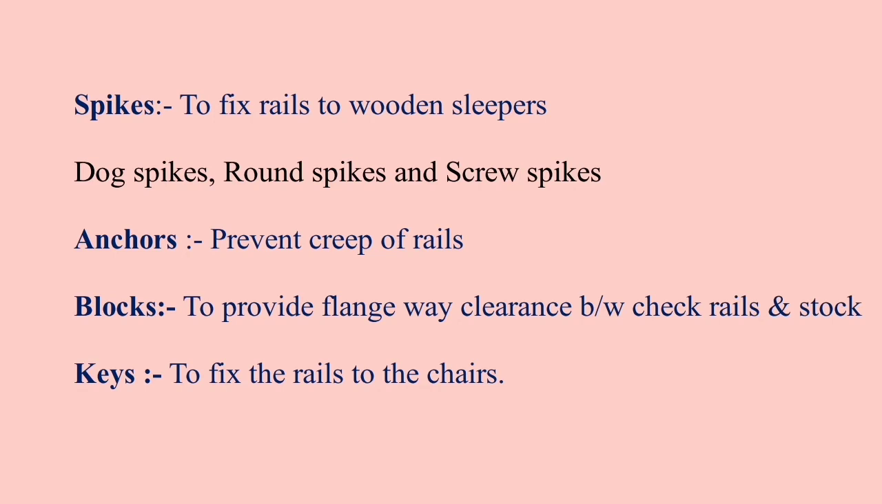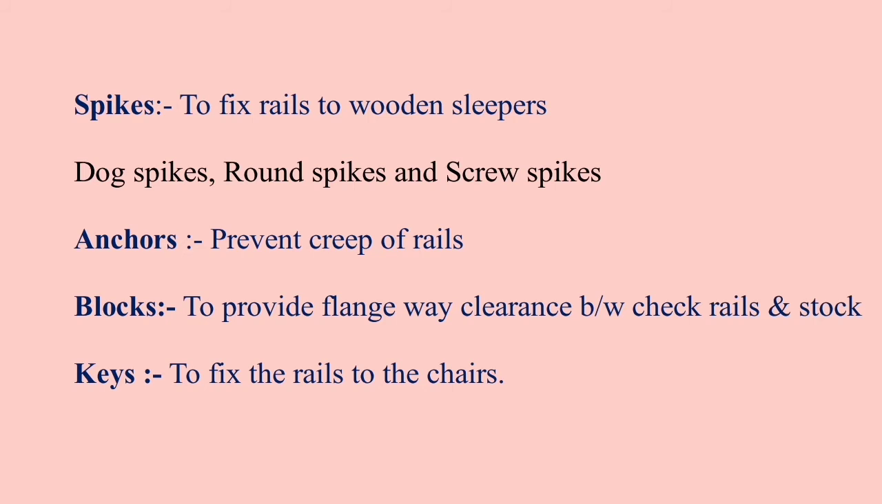Now screw spikes. These are tapered screws with V ends. The holding power of these spikes is more than dog spikes. The length of these spikes depends on gauge. For broad gauge track, 165 mm long spikes are used. Now round spikes. Round spikes are used for fixing chairs of BH rails to the wooden sleepers and also for fixing slide chairs. Elastic spikes are provided with a steel spring.